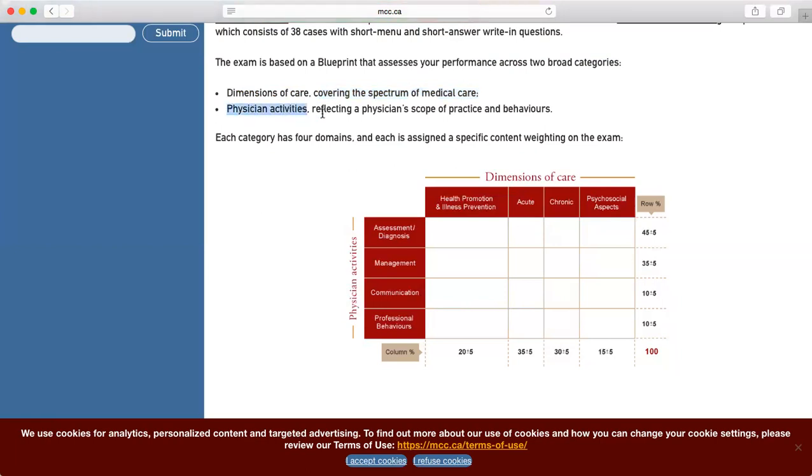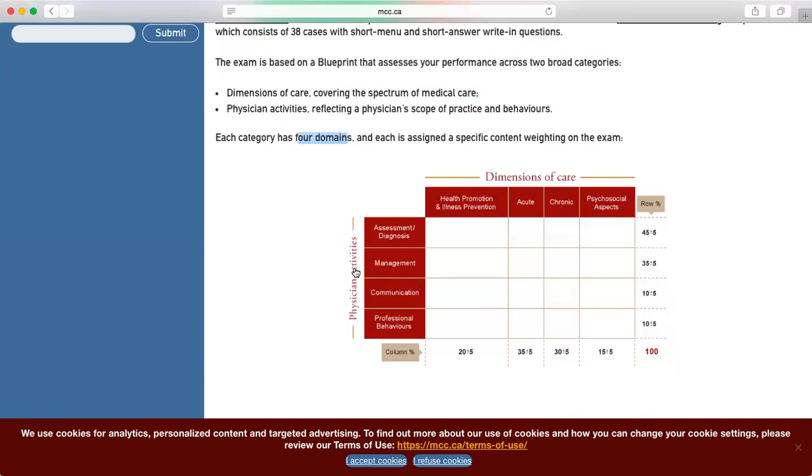Physician activities reflect a physician's scope of practice and behavior. This is divided into four domains, each assigned a specific content weighting on the exam. So what are physician activities? Obviously, somebody comes with some symptoms and signs. What are you going to do? Make a diagnosis, right? So diagnosis comes as a physician activity.